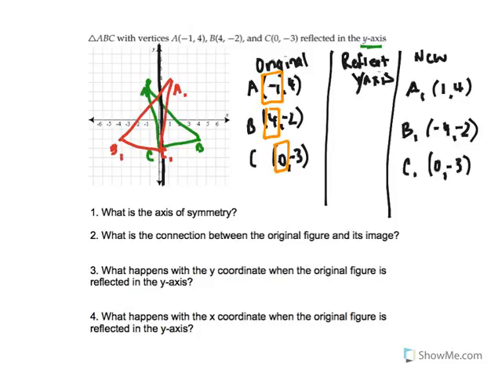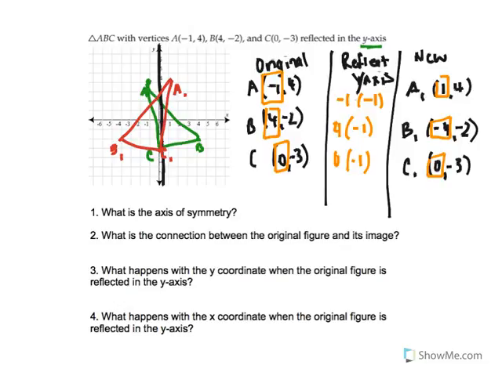So let's multiply all of our x-coordinates here by -1. And what do we get? -1 times -1 is +1. 4 times -1 is -4. And 0 times -1 is 0. All right, so here's our rule.